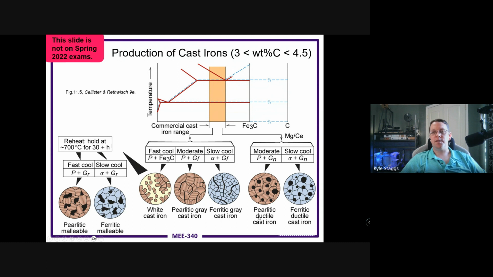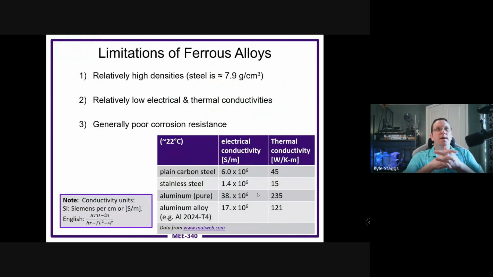So perlitic ductile cast iron is actually kind of a really great material because you have elements of hardness, but also ductility. So this is one of the nicest examples of cast iron for a lot of applications. There are some limitations though, so things that we want to be mindful of.